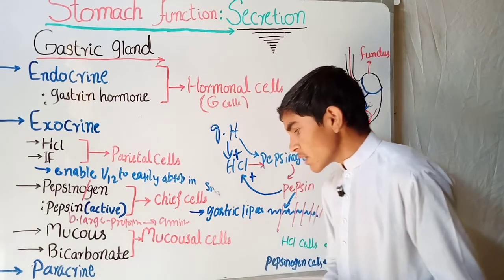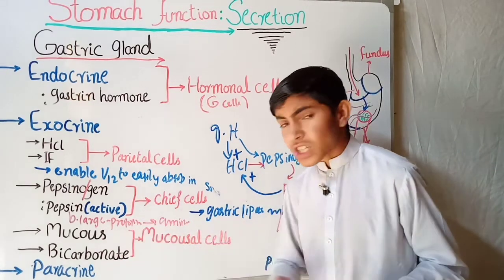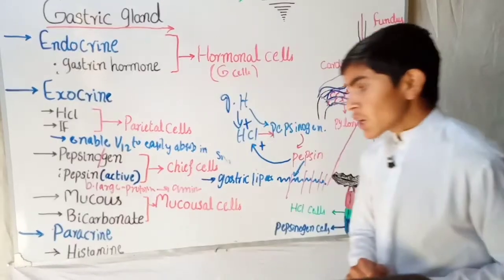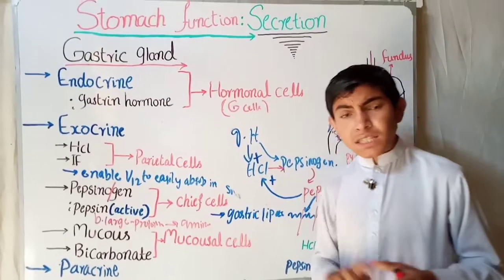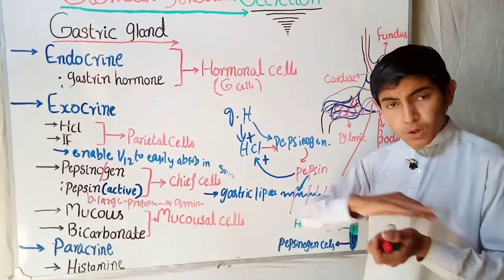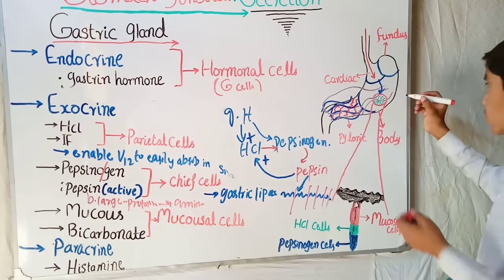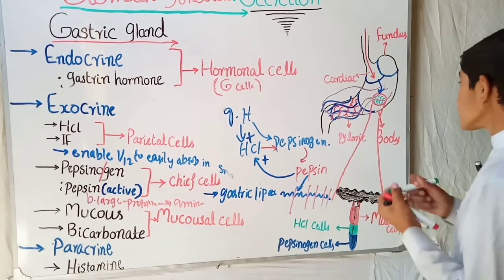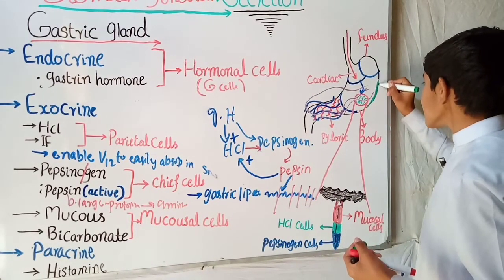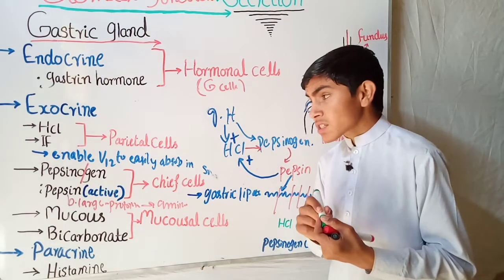The third one is the mucosal cells. The mucosal cell is involved in the secretion of two chemicals, the mucus and the bicarbonate. Mucus is a semi-fluid substance that makes a coat-like structure on something like this stomach wall. You can see here it makes a coat-like structure when it is secreted. And why does it make a coat-like structure?